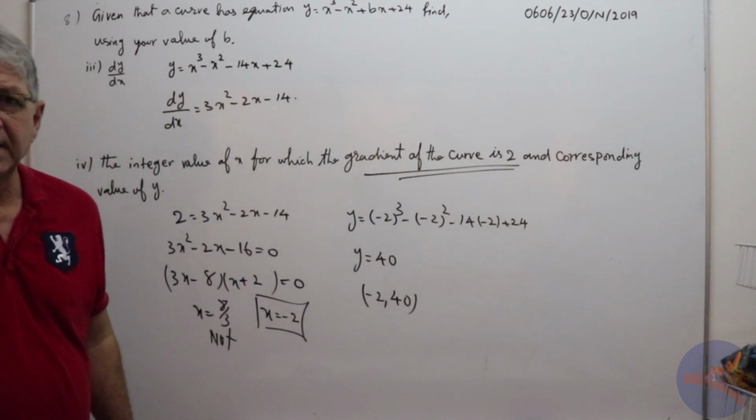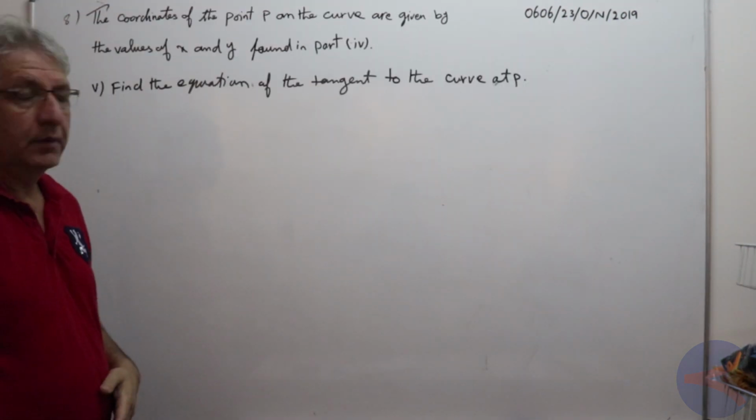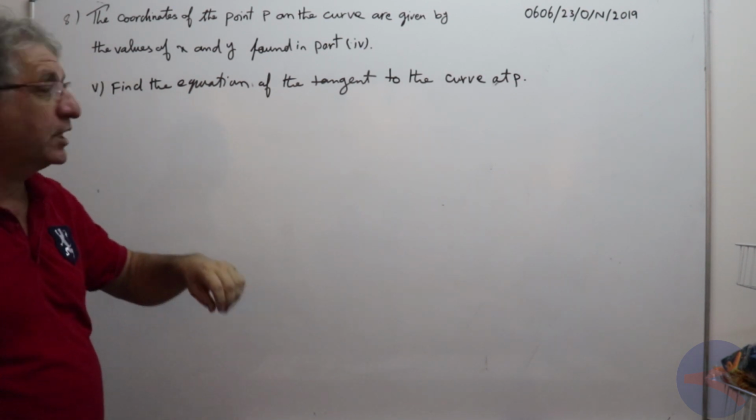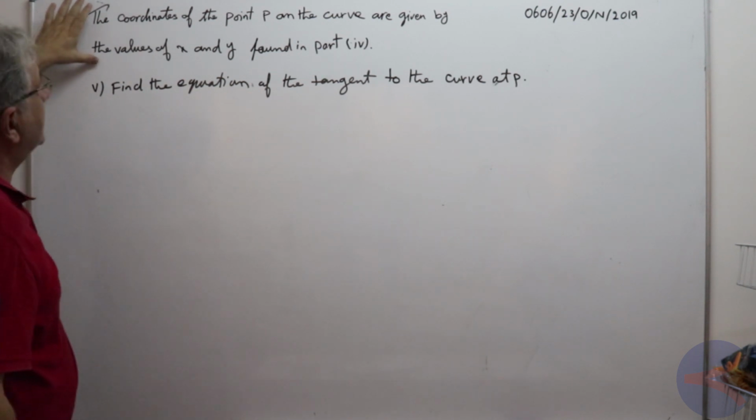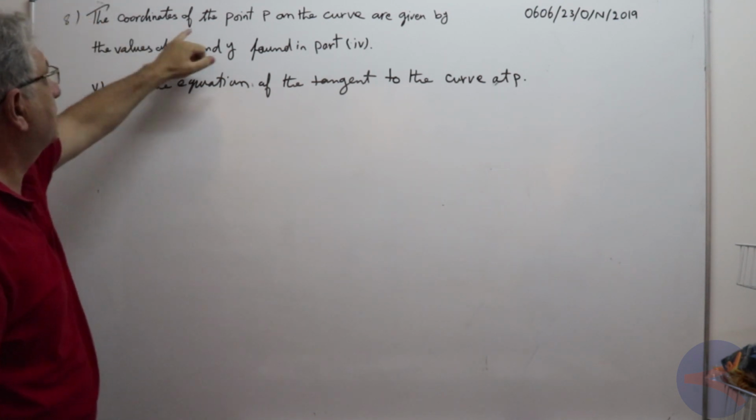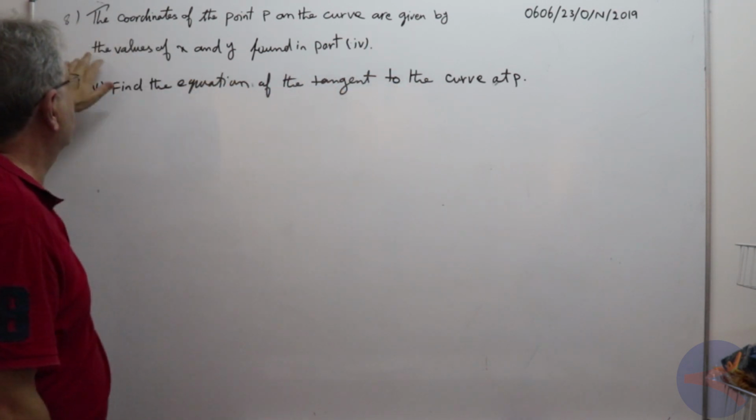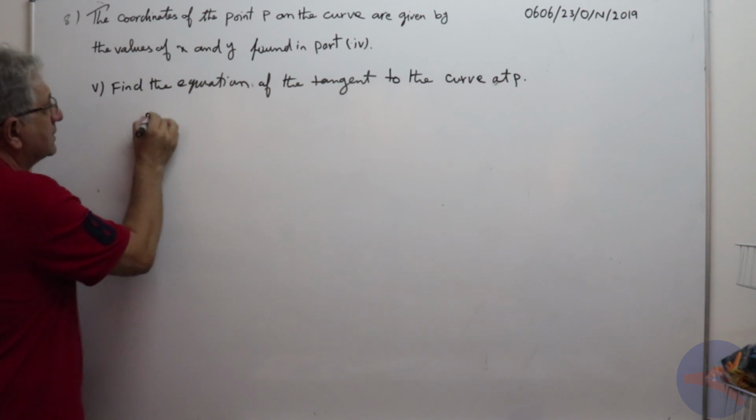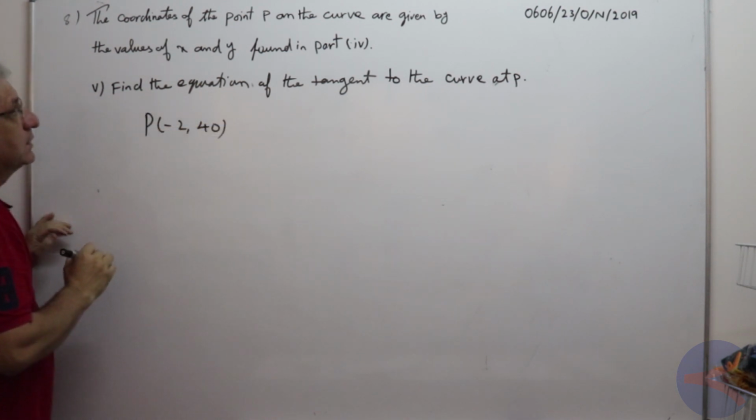Now we are going to do the last part of this question. This is actually the fifth part. It says there is a point P on the curve, which we have found in part 4. Therefore, we know that P is negative 2 and 40.